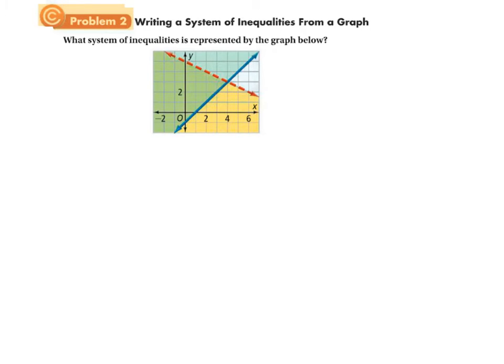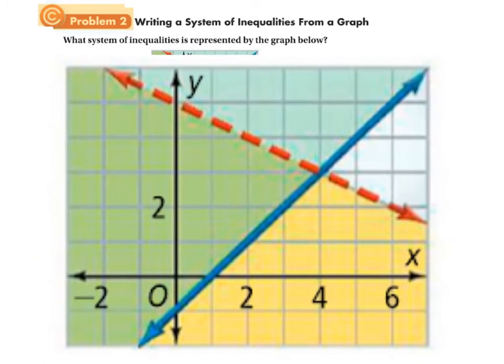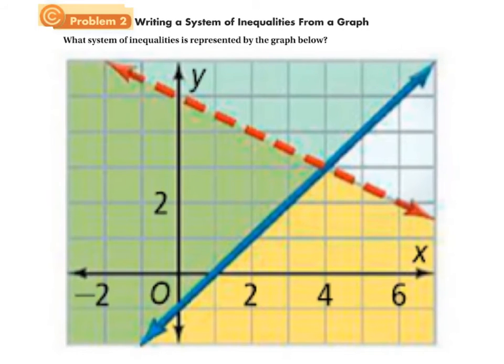Now you might be going in reverse. You might be given a graph with a system of inequalities represented, and you need to write the system of inequalities that go with this. So first thing I'm going to do for you is zoom in on this so that you can get a good look at the values.